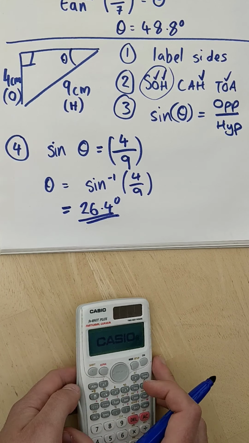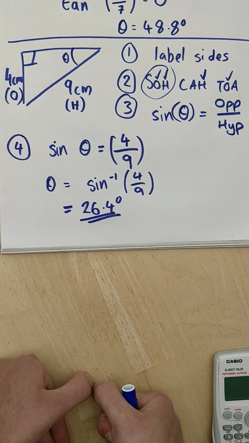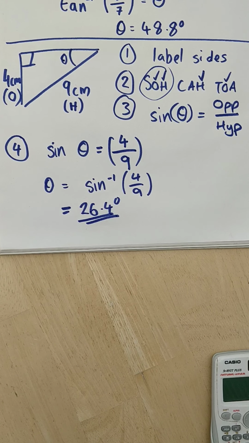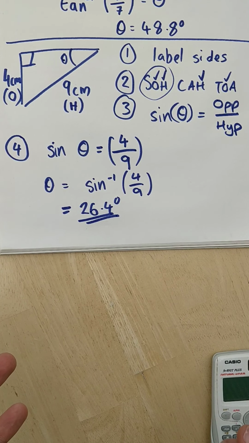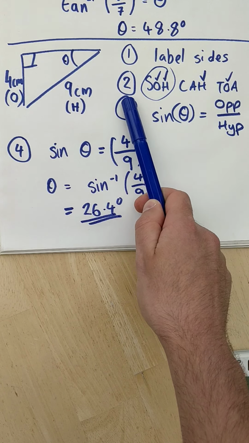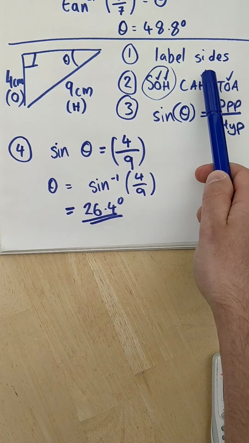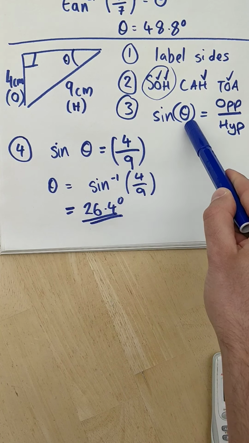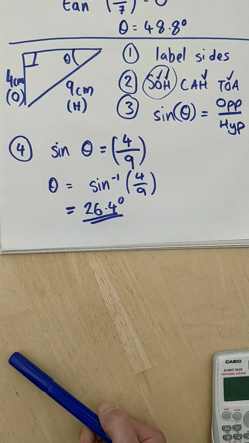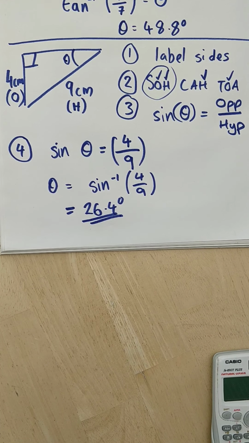And that is how you would calculate any angle at all in a right angle triangle when you know two of the lengths. Okay, so always label your sides, write out SOHCAHTOA, do the ticks for whichever side you do have, write out the formula, write in what you know, and just work it out. Hopefully that clears all of that up for you.